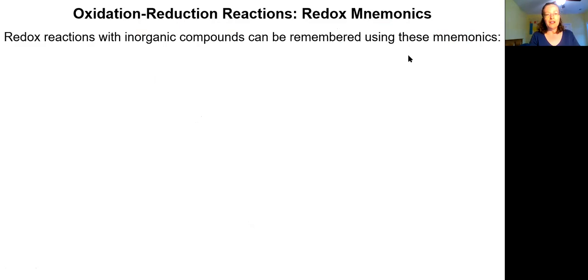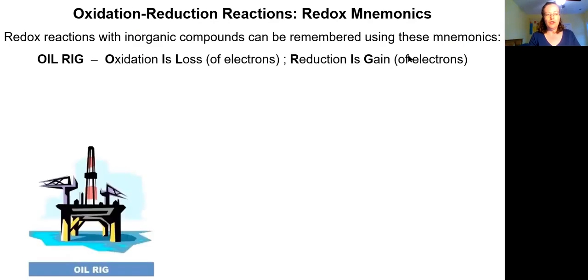I have mnemonic tricks to help you with these redox reactions. Remembering what's oxidized and what's reduced, you can think of OIL RIG, where OIL stands for oxidation is loss of electrons, and reduction is gain of electrons.